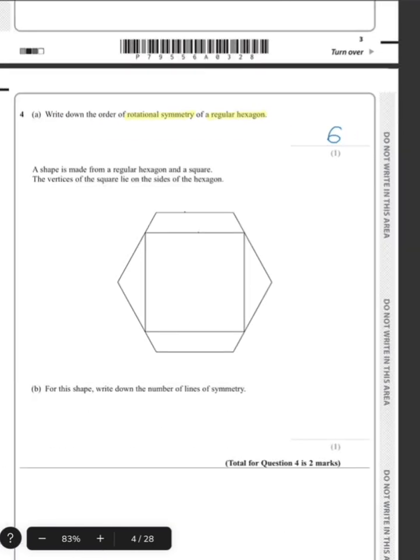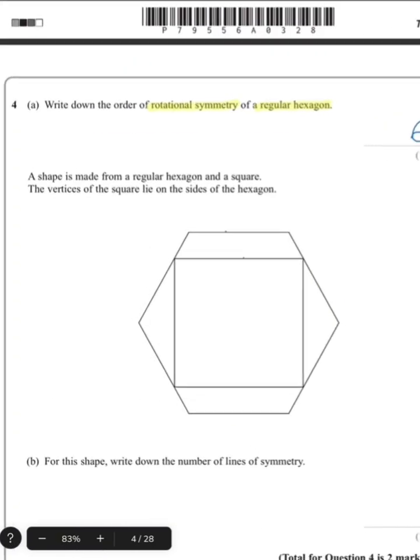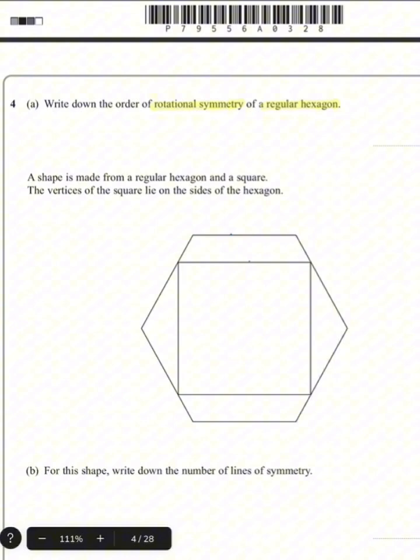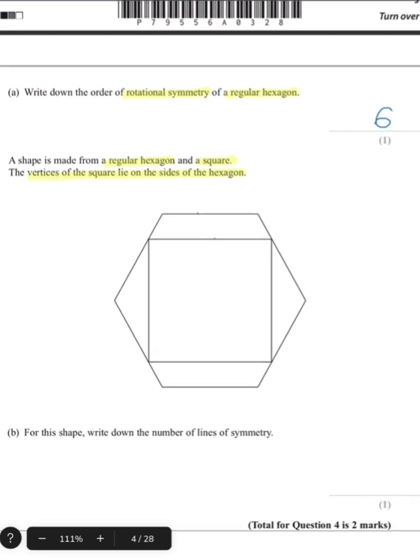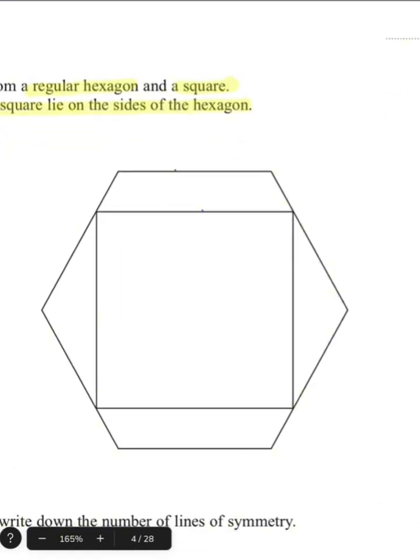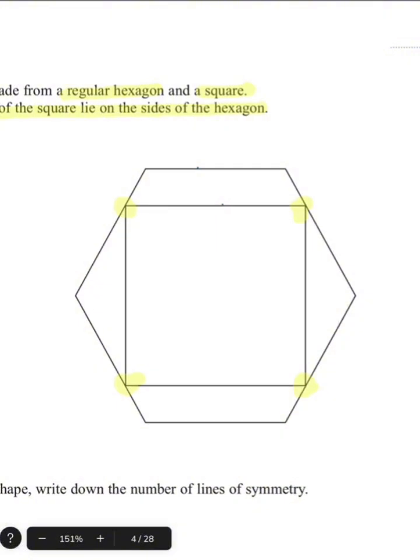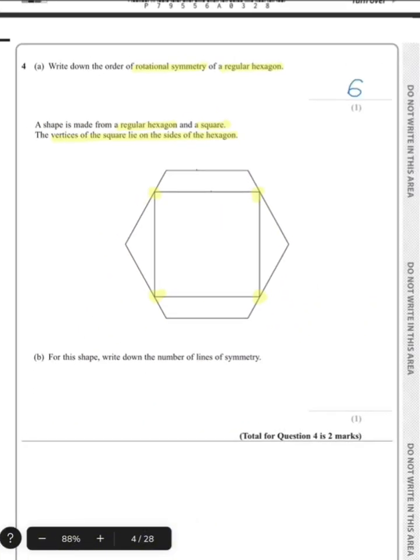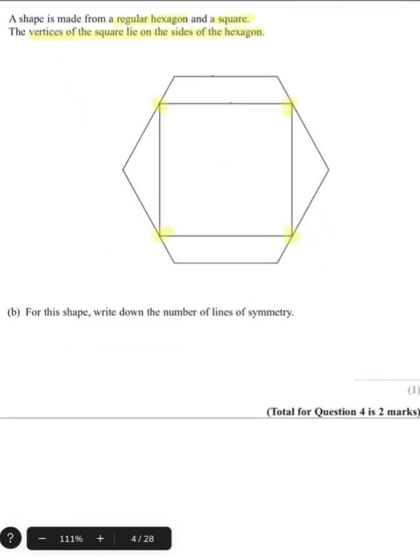Let's read the remaining information. The shape is made from a regular hexagon and a square. The vertices of the square lie on the sides of the hexagon. Let's see if it's true. Yes, these are the vertices of the square and they do lie on the sides of the hexagon. So they're asking, for this shape, write down the number of lines of symmetry.